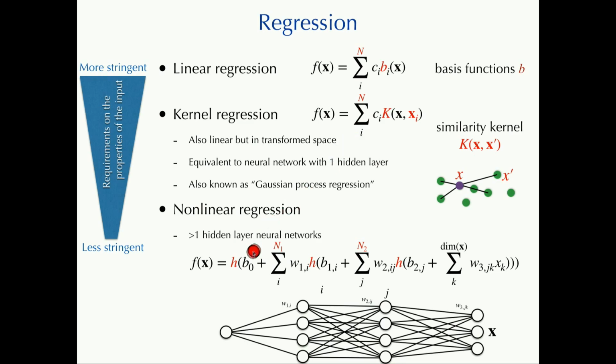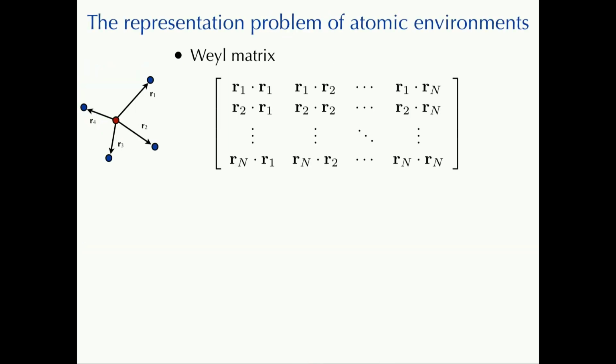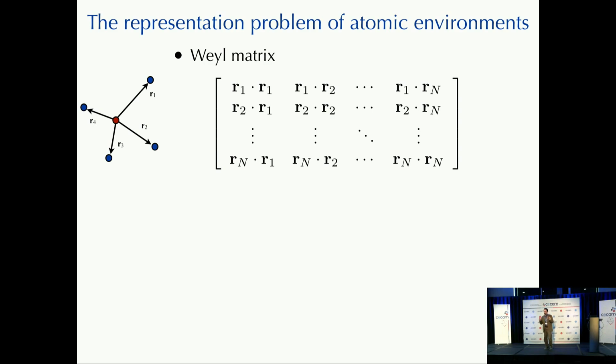And neural networks are also universal approximators, with H being the sigmoid, and N, N1 and N2 being sort of moderate. So you need to take much, much less care about what your input space is. Neural networks are extremely flexible, and so you don't need to be so clever about what your input space is for neural networks.